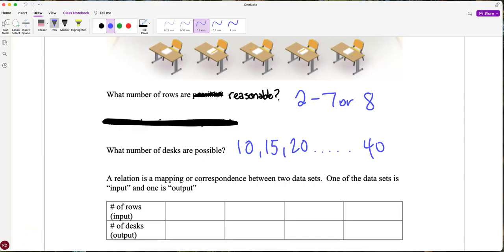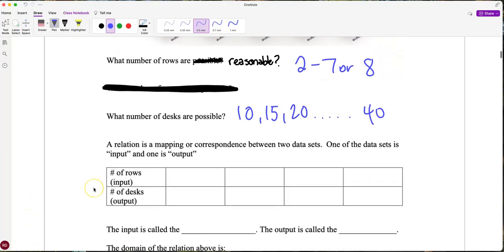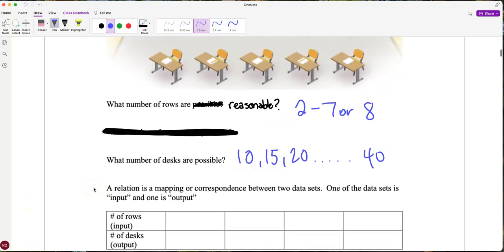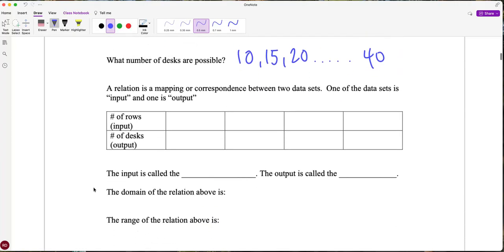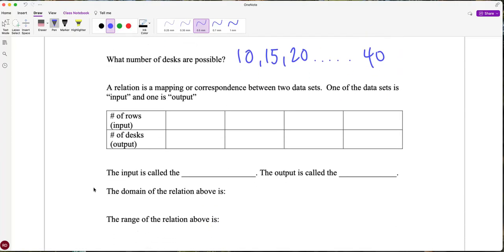Okay, so if I look at this, what we have here is a relationship or a relation. There's a relation between the number of rows and the number of desks. A relation is just two sets of data that I've put together in some kind of relationship. If I have 2 rows, how many desks do I have? 10. 3 rows, 15, and so forth. All I have to know is the number of rows, and that tells me the number of desks I have, because I have a relationship that there are 5 desks in each row.